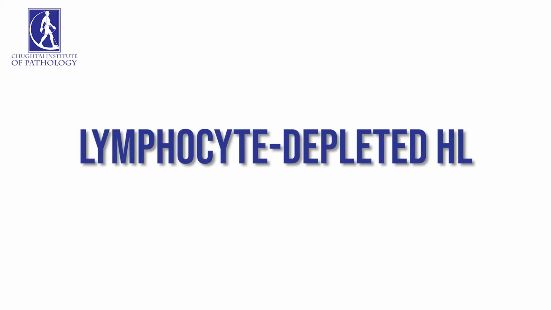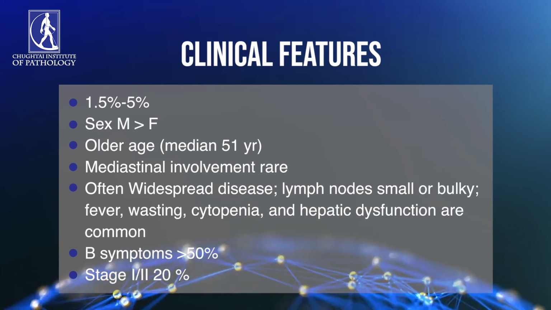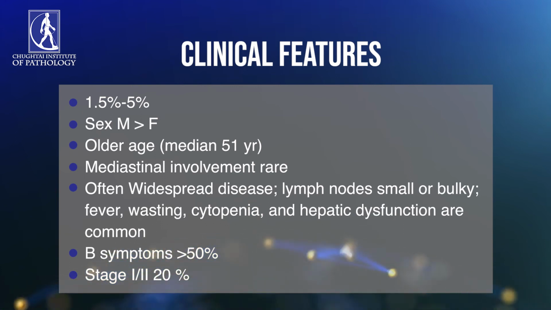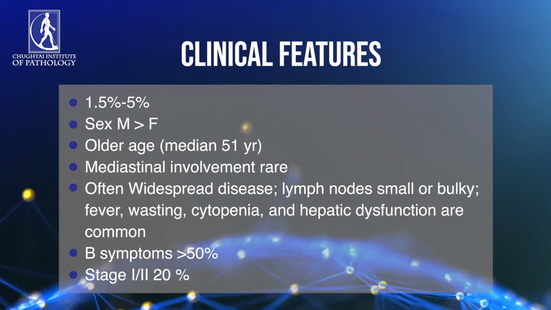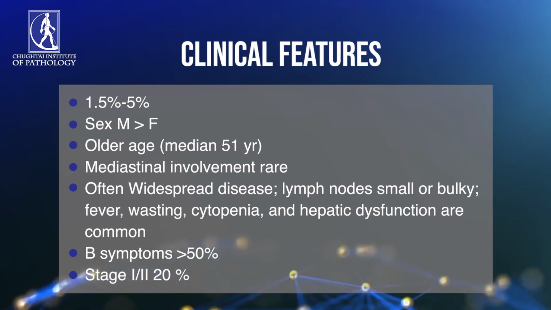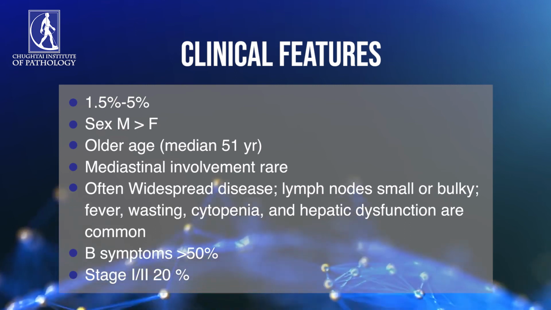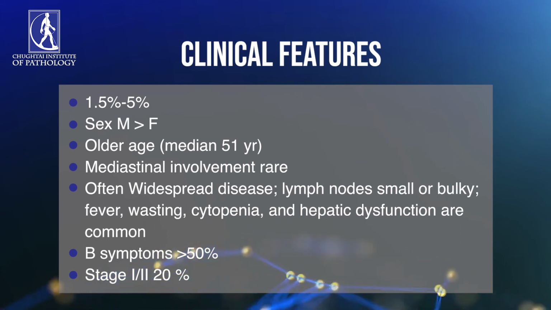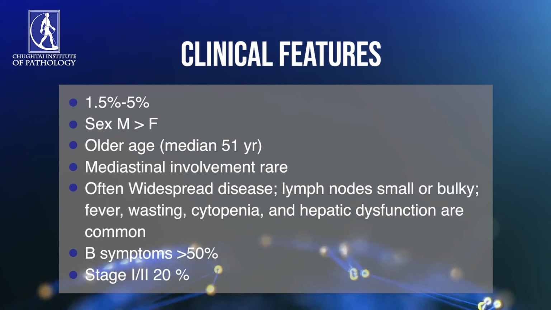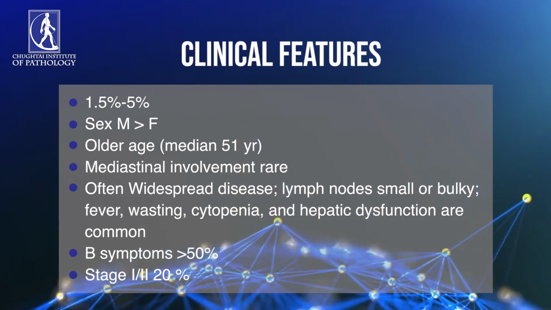Now I will move to the other subtype of classic Hodgkin lymphoma, that is lymphocyte depleted Hodgkin lymphoma. It is a rare disease, seen in 1.5 to 5% of the cases of classic Hodgkin lymphoma, more common in males. It's seen in the older age group, with a median age of 51 years. Mediastinal involvement is rare. But the important thing is the patient may have a smaller bulky disease, but fever, wasting, cytopenias, and hepatic dysfunction are quite common. These symptoms are seen in greater than 50% of the cases.